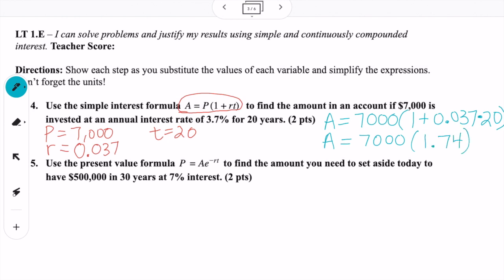And then the very last step is to multiply these two things. I'll have to write it down here. 7,000 times 1 74/100 is 12,180. So in 20 years, with an annual interest rate of 3.7%, my $7,000 that I started with will become $12,000.